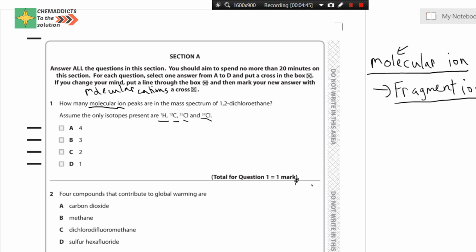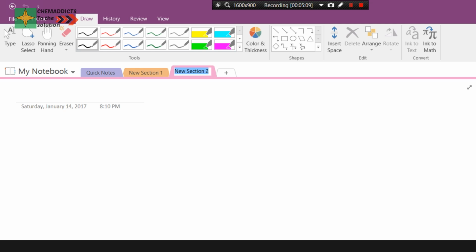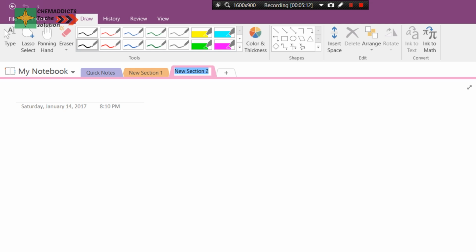So before answering this question, let us now draw the structure of the molecular ions. Let us draw the possible structure of the molecular ion. Let us now draw the molecular ion structure.